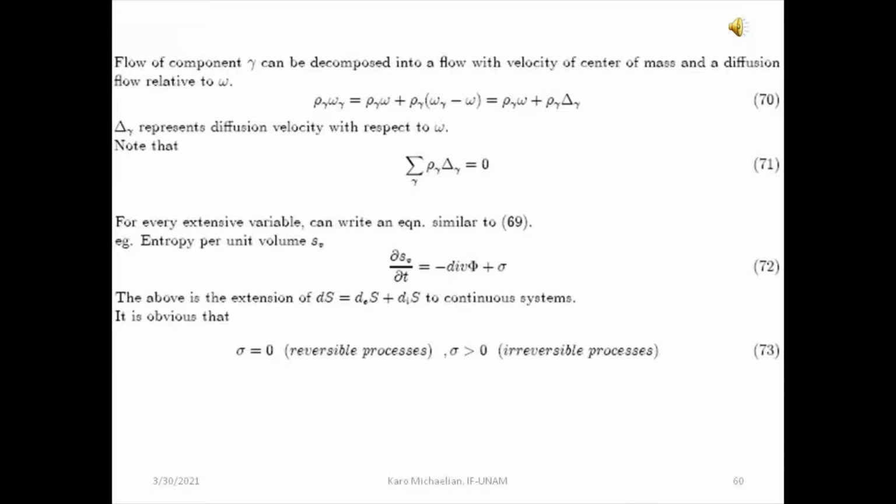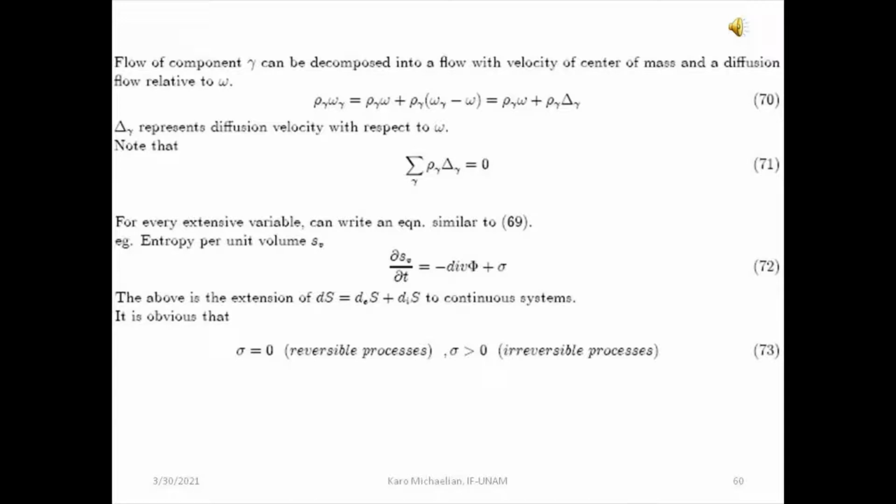And note that by our definition in equation 70 of the diffusion velocity with respect to the center of mass velocity, we know that the sum over all components of their densities times their diffusion velocity with respect to the center of mass of the system has to be equal to 0.